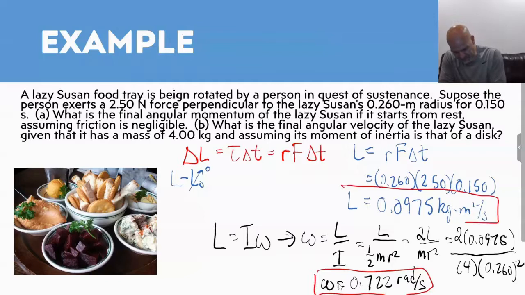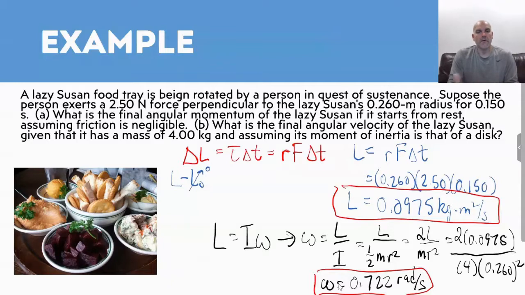And then here's our answer to A. So angular momentum 0.0975, and then angular speed of 0.722. Okay, so again, we talked about three conserved quantities in mechanics. They were energy, momentum, and now we're going to dive into the third one, which is angular momentum.